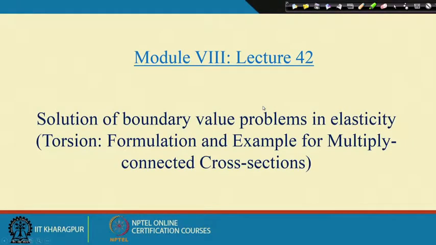So, what we will see today is, if your cross section is multiply connected, what modification is required in the formulation that we have already done. After that, the modification will be demonstrated through one example. So, today's topic is the torsion formulation, with an example, for multiply connected cross section.